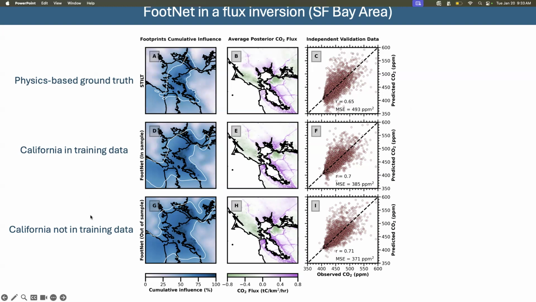And then we performed this exercise again and did the flux inversion, and then looked at the summary, and noticed that here also we have similar results, and the performance is better in this case as well. So we have mean squared error improved with respect to the ground truth, as well as the correlation coefficient. And this was very surprising because FootNet was trained on STILT, but it still performs better in this particular case. Yeah, so that was surprising to note there.